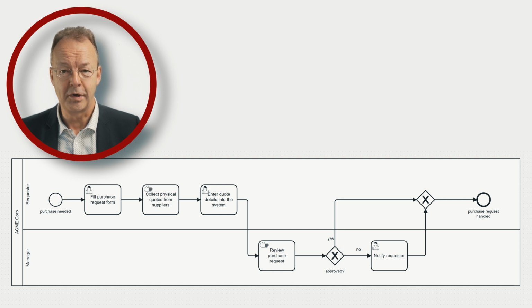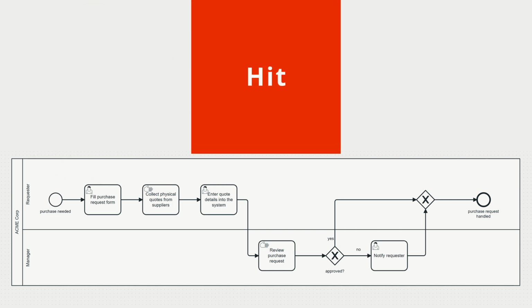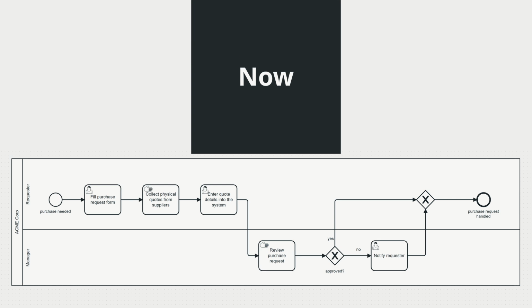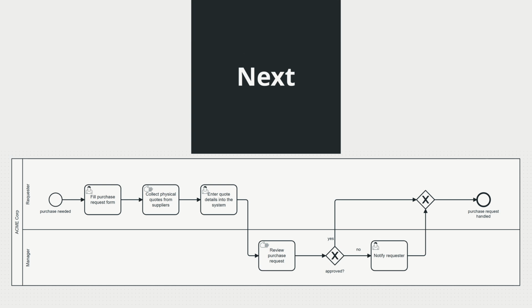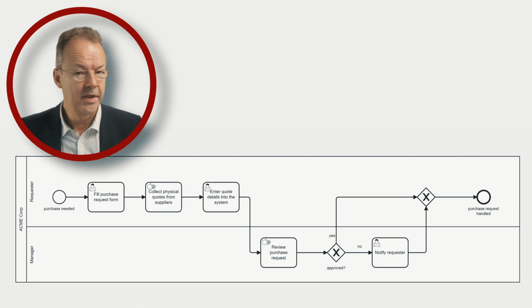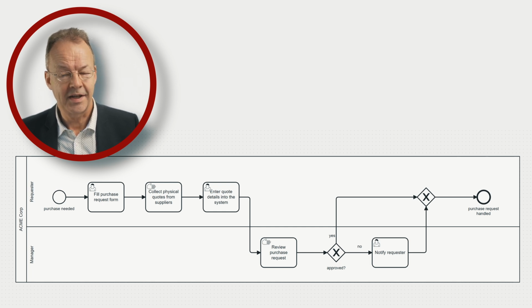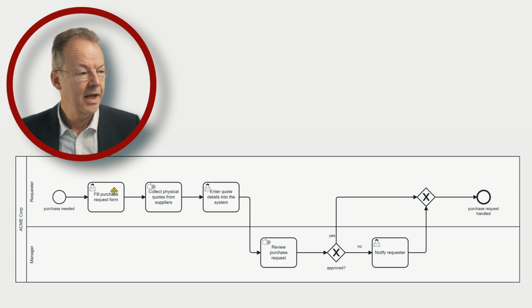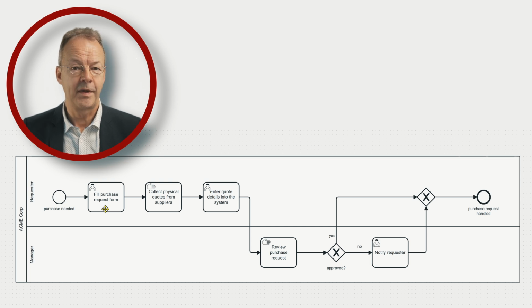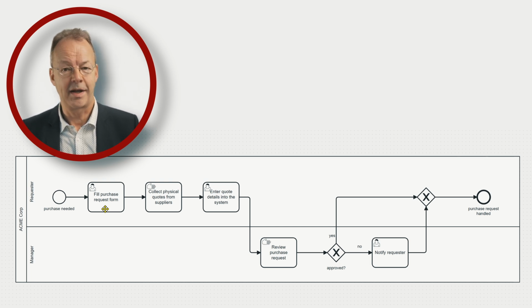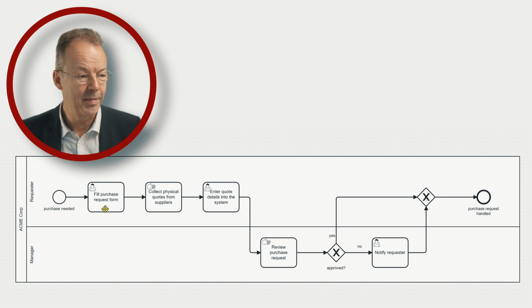This is our fourth model. So here this mistake is not so easy to spot, I think. It's about the task types. And we have a fill purchase request form. This is a user task, and the user tasks are always chosen if someone is doing something and also interacting with some kind of workflow management system in the background.